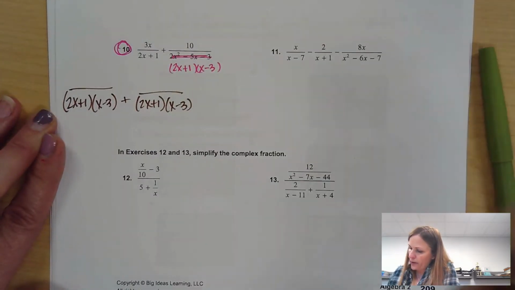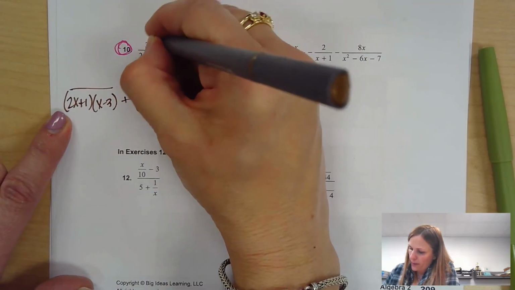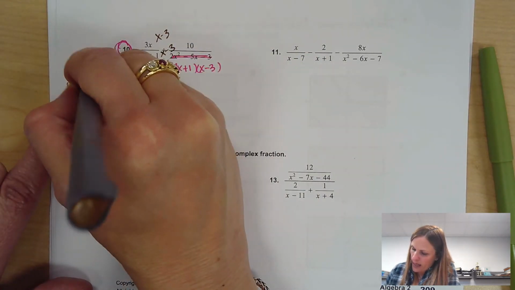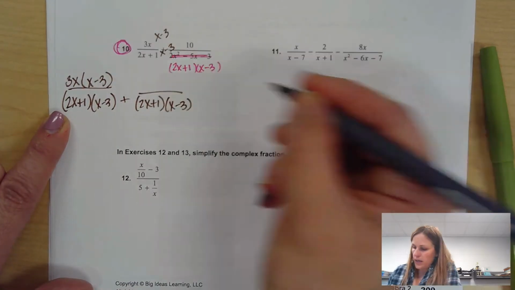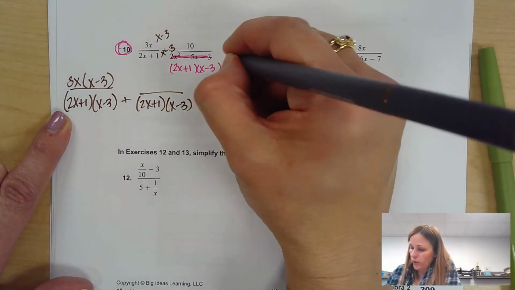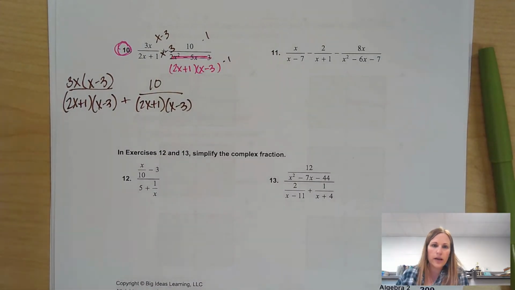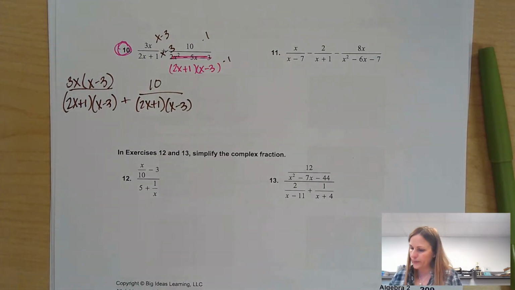All right, let's scale up our fraction. To get from here to here, I need to multiply by x minus 3. So I get 3x times x minus 3. To get from here to here, I don't really need to do anything. So all you're really doing is multiplying by 1. So that just gives me 10 on top. It's already, that was your lowest common denominator.